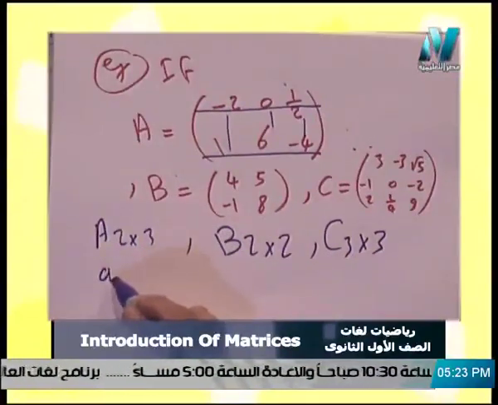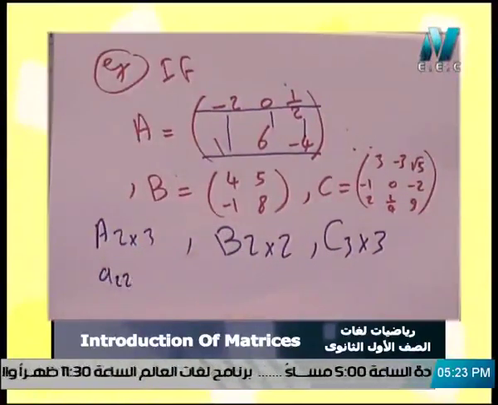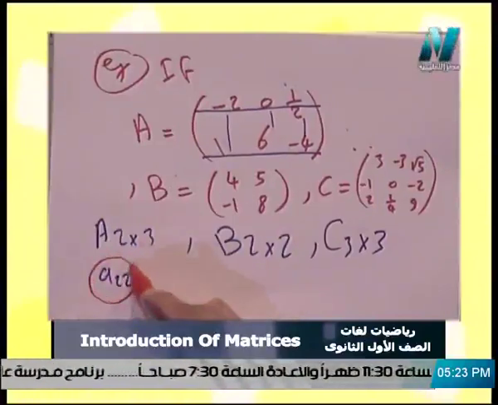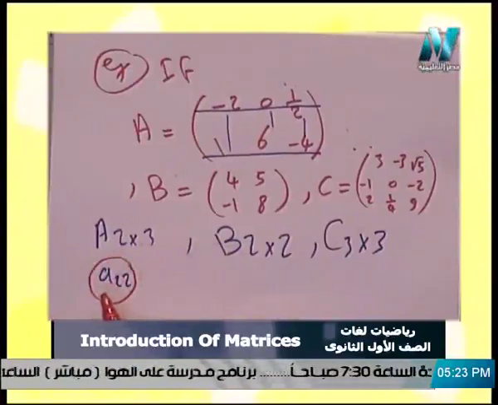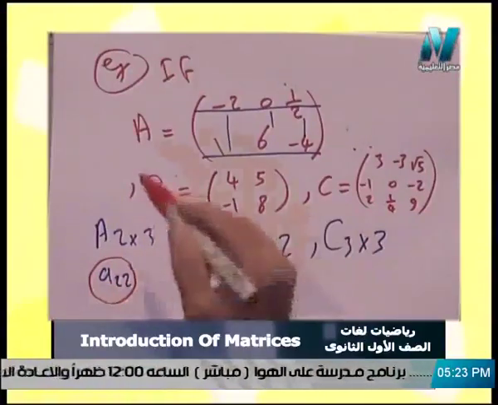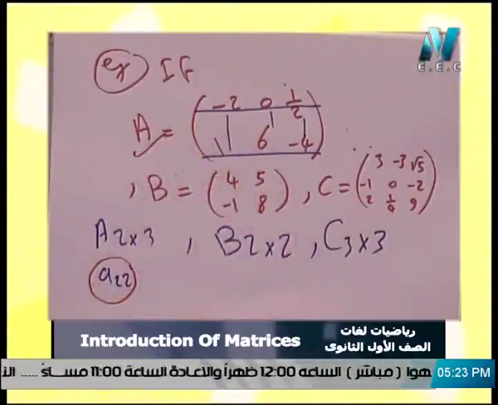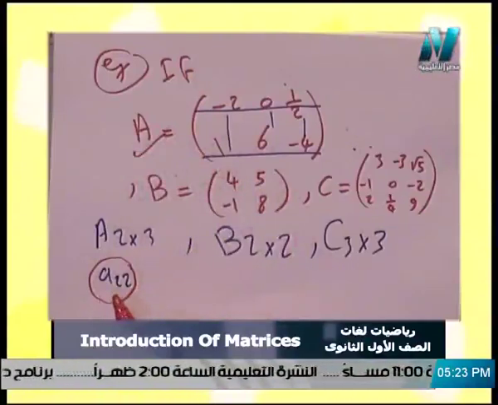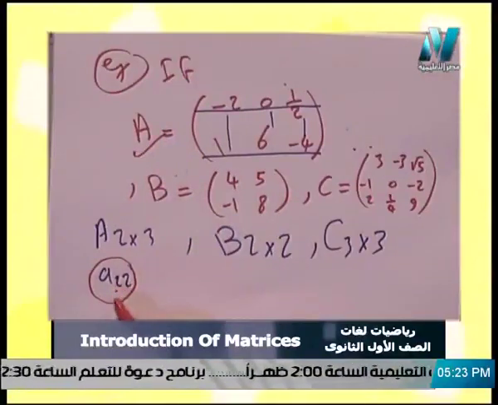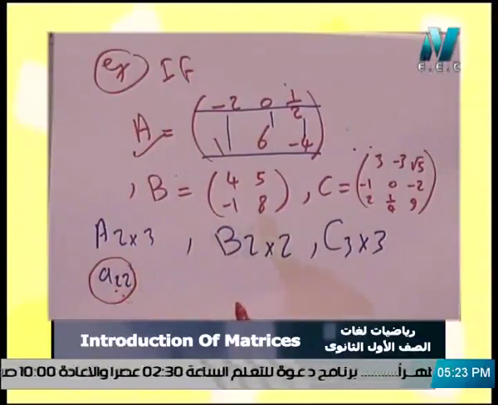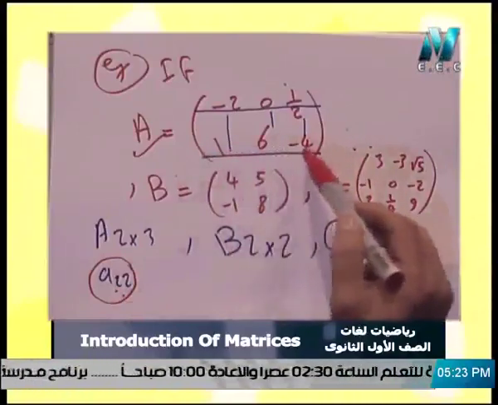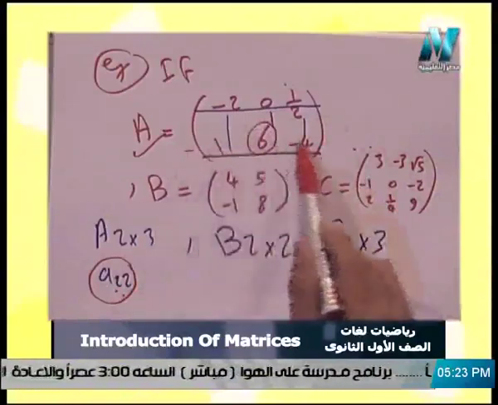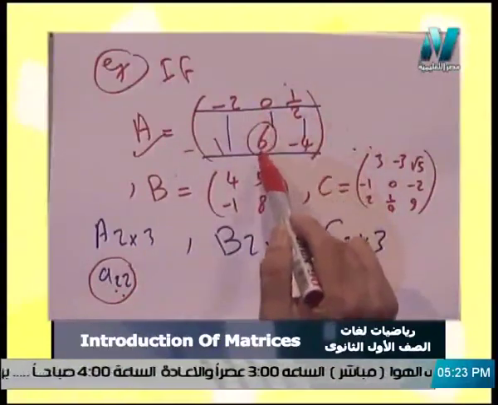What is a22? Look carefully at this. Because it's a small a, it's an element inside the matrix A. a22 means the element in the second row and second column. Second row and second column is this number, so it's 6.